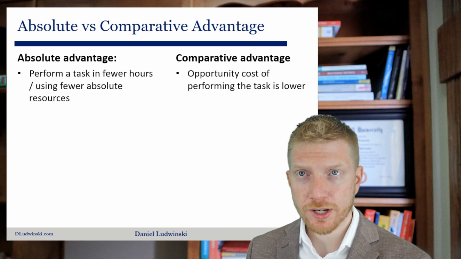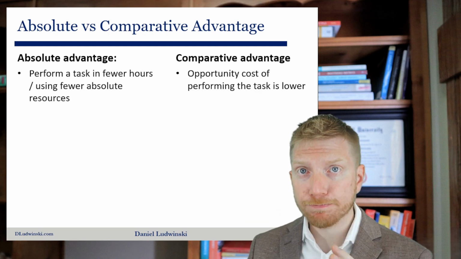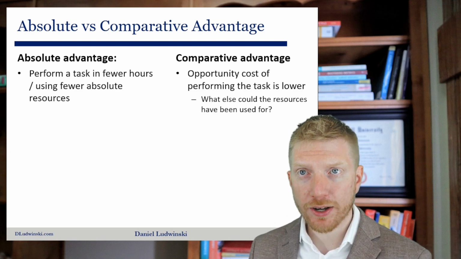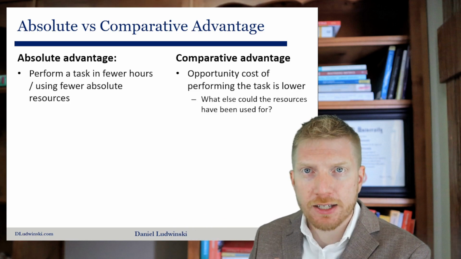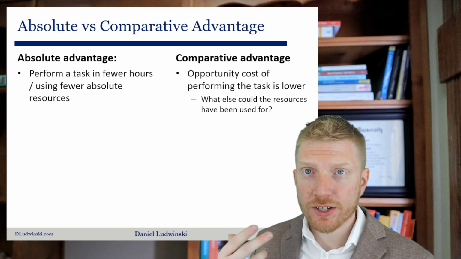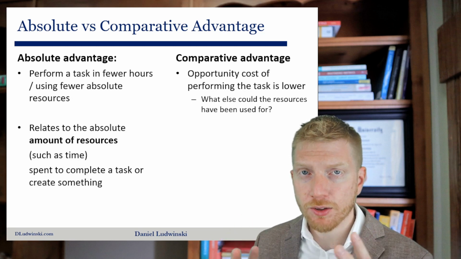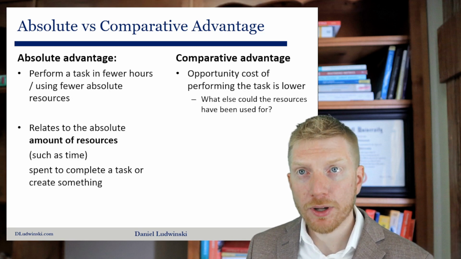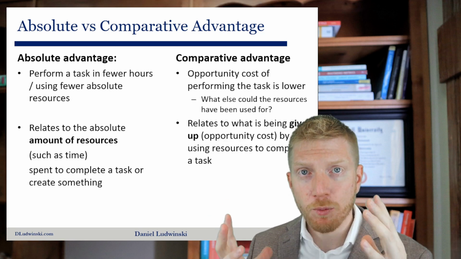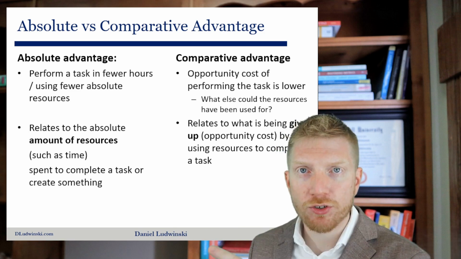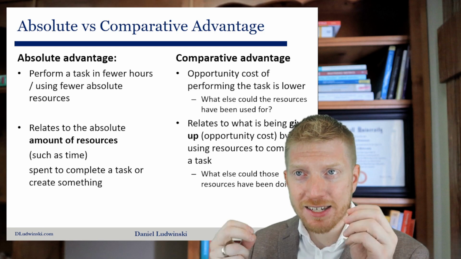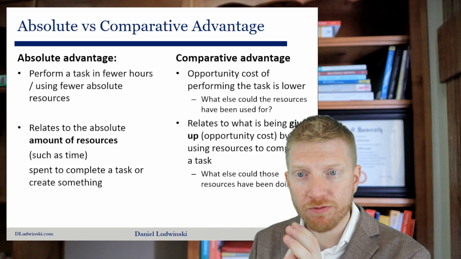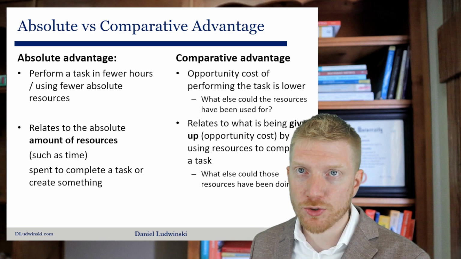In contrast, comparative advantage goes to opportunity cost. What else could we be using these resources for? What's the second best thing that we could have done with them? Absolute advantage relates to the amount of resources that are being used, time, how much you're spending to complete the task. Comparative advantage, in contrast, is about what's being given up. Right? What would be the end result of those resources? What else could those resources have been doing? And that difference between absolute advantage and comparative advantage is subtle, but it's crucial.